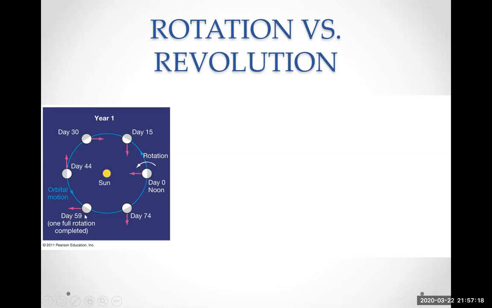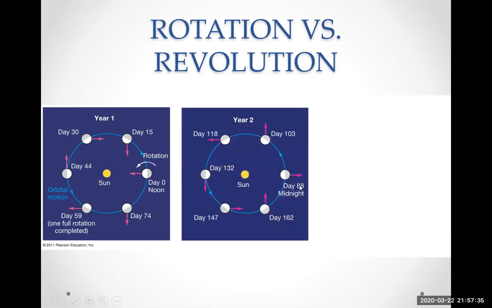But after 59 days, you're still not looking at the sun. So one solar day has not been reached. We still have to keep going. If we fast forward to day 74, it's still nighttime, but we're not quite approaching midnight. We're getting there in this case. Once we hit day 88, you're looking directly away from the sun. So therefore it's midnight at that time.